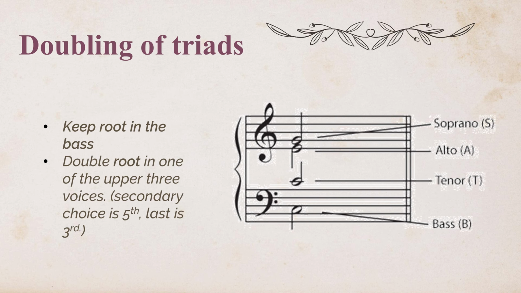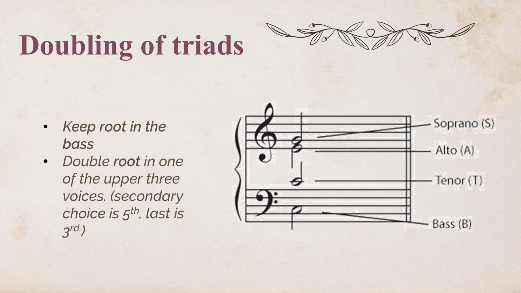Now, since triads only have 3 notes and we need to fill 4 voices, we have to double one of the chord tones. Our go-to choice is the root, followed by the fifth. The root goes in the bass and has the strongest overtone resonance, making it super important for the overall sound. We want to double the note that blends most naturally with the bass, and that's usually the root. Doubling the fifth is okay, but less ideal. Doubling the third? Only if you must.